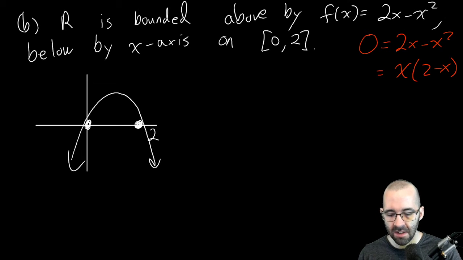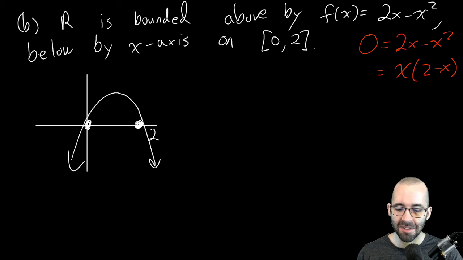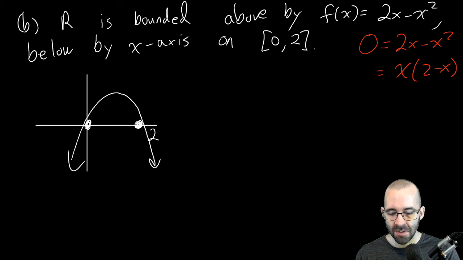So we get something that looks like this. Pretend that it passes through those points. What's the region under the graph and above the x-axis? Well, it's this region. And we're rotating it about the y-axis.